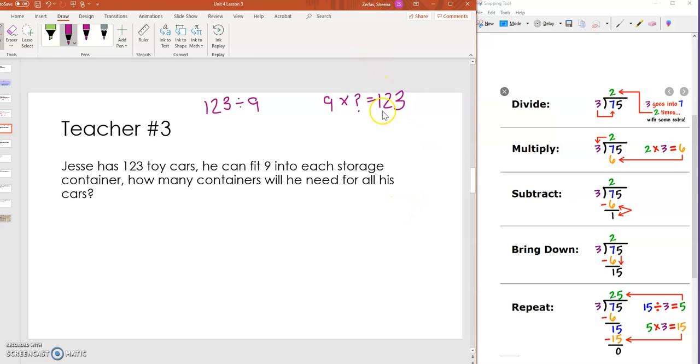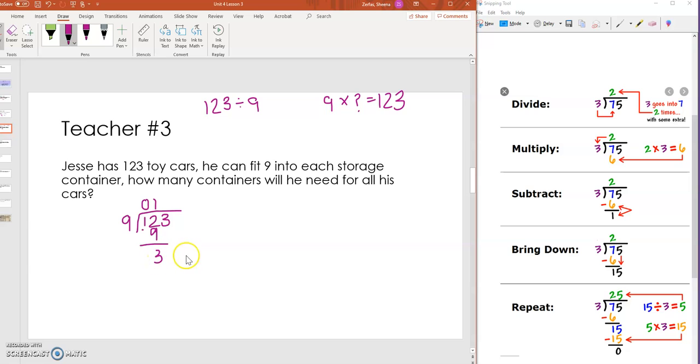Of course, we don't know multiplication facts up to 123, so I'm going to have to again set this up as a division problem. So 9 is getting divided into 123. I'll use my notes over here to help me through this. 9 cannot go into 1, so I'll put a 0 placeholder. And 9 can go into 12 only one time, so the 1 goes above the 2. Next step is to multiply. 9 times 1 is 9. That gets subtracted.